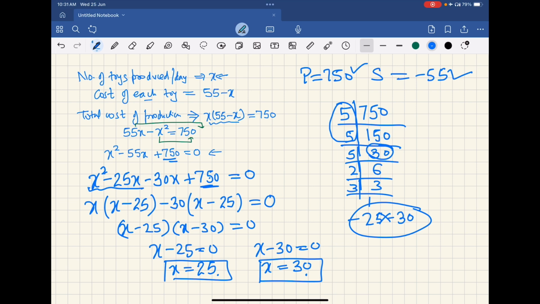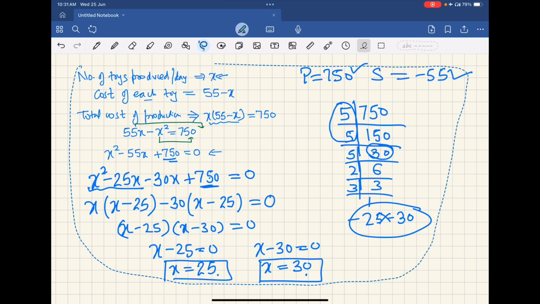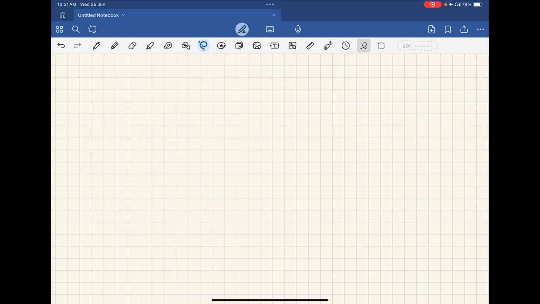Okay students, now let us move to the next question and see what is being asked. The question says: find two numbers whose sum is 27 and product is 182. We need two numbers whose sum is 27 and product is 182. So let the numbers be x and y.